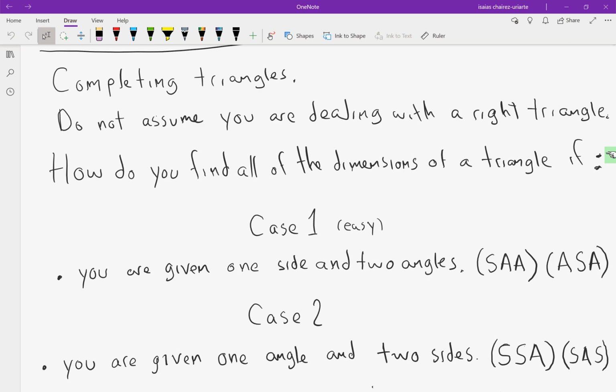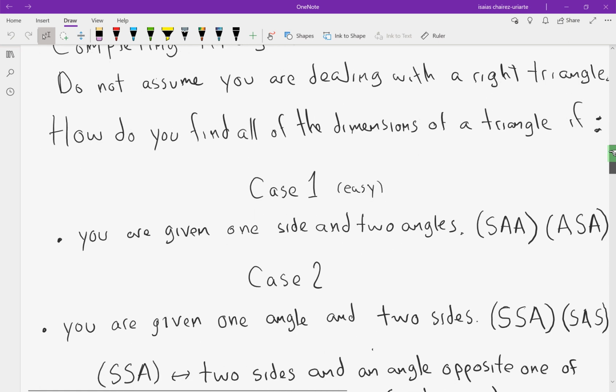All right, so how do you find all of the dimensions of a triangle if what you're given is, right now we're in case 1, one side and two angles. This is perhaps the easiest situation in this business of completing triangles. This is also known as side angle angle, angle side angle, angle angle side. You get the idea. You're given two angles and one side. Let's call that case 1.